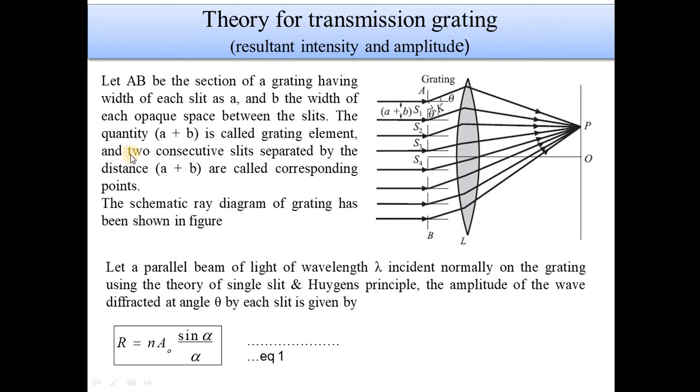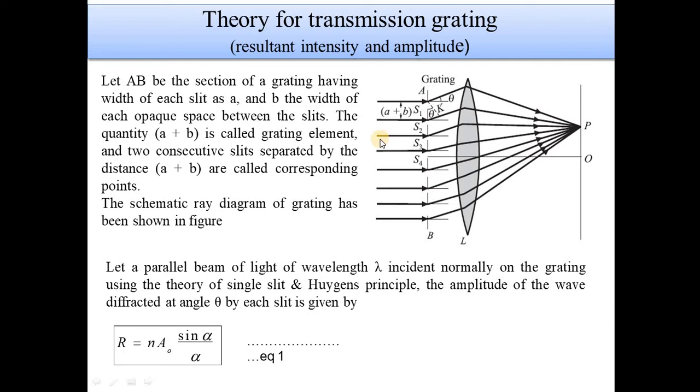That means the two consecutive slits are separated by the distance A plus B. You can see this region is A and this region is B, and again this is A and this is B. Suppose I have a slit named S1 here, and at this point a slit named S2. So this is the schematic diagram of a grating element.